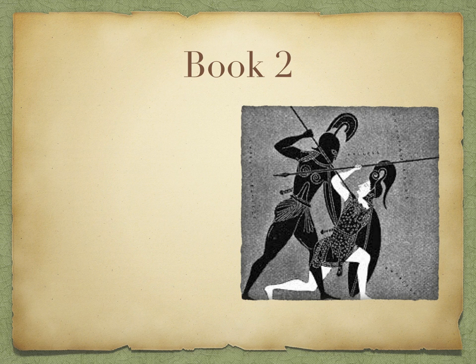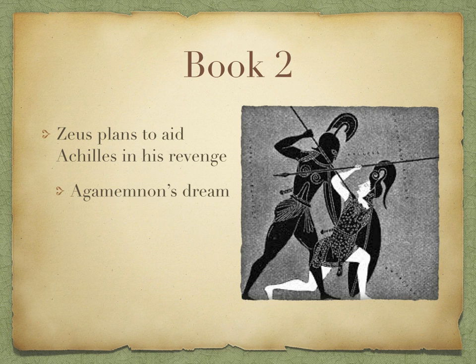Book 2 is going to revolve around Zeus's plan to aid Achilles in his revenge. Remember, the Greeks are going to have to suffer until Achilles can come back and save them. Agamemnon then gets a dream, and he is convinced that they can overtake Troy. This is basically in order to get the men to run in and fight, because everybody is tired. We're in the 10th year of the war.